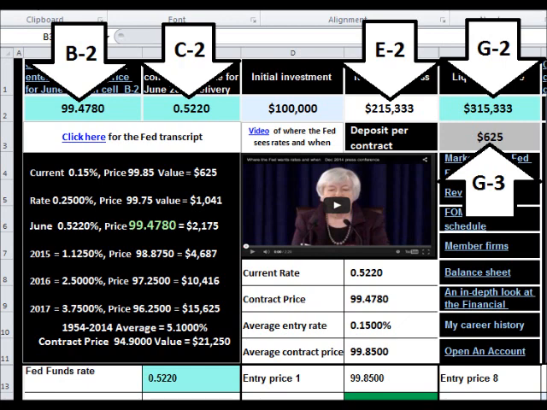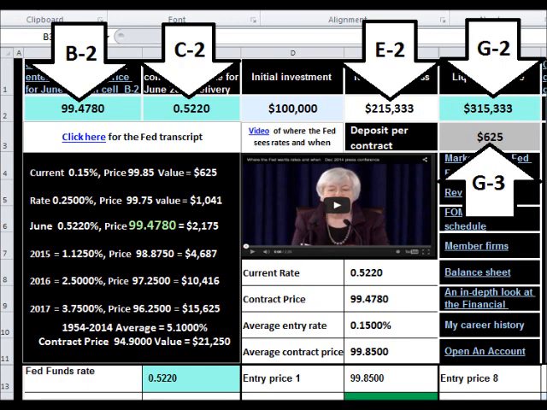Once again, let's assume the Federal Reserve is right about the rate they set. For the June 2015 delivery, the rate moves up to 0.5220%. Enter 99.4780 in cell B2 for the contract price. The rate the contract price represents will show in cell C2 of 0.5220%.